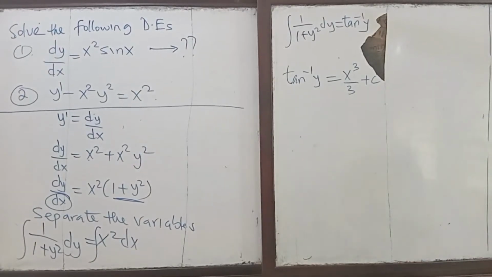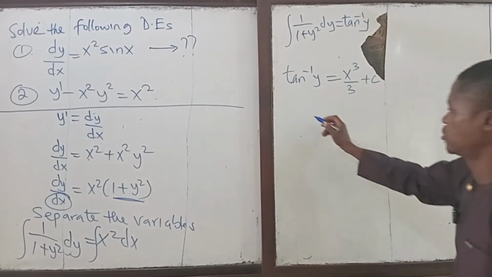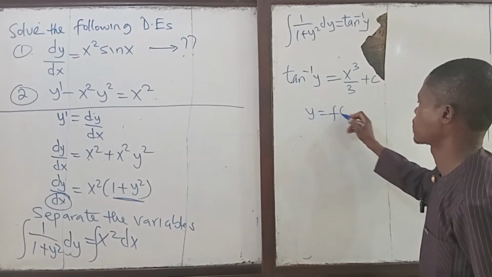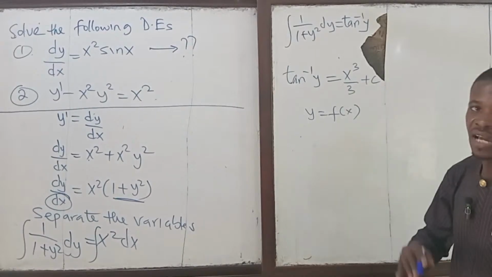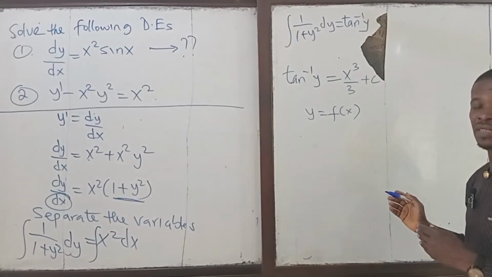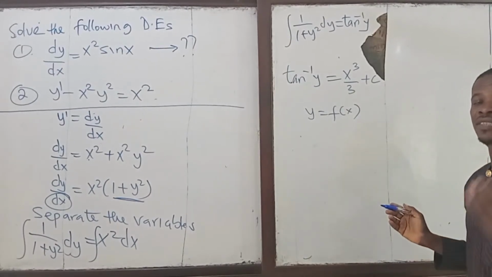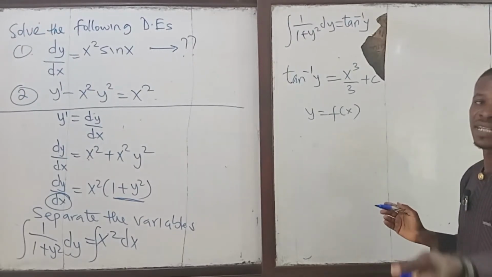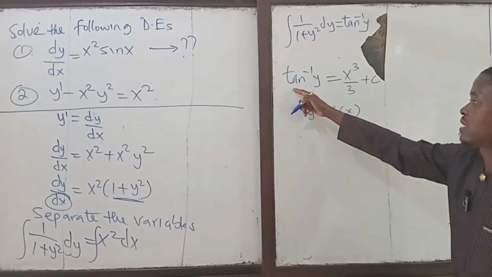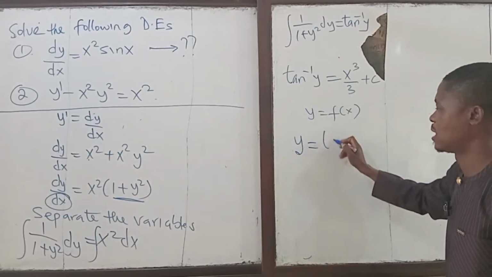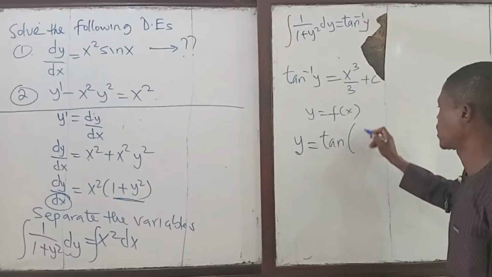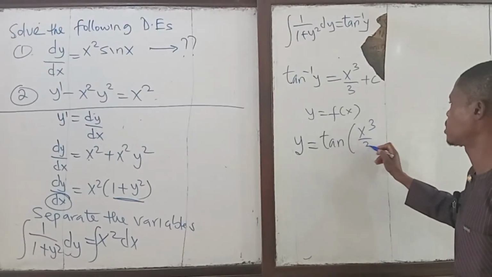Okay, that's the answer. But if you want, let's try to solve it in this form: we're going to take the tan of both sides. The tan of arctan, the inverse function, is going to give you y equal to tan of x cubed over 3 plus c.